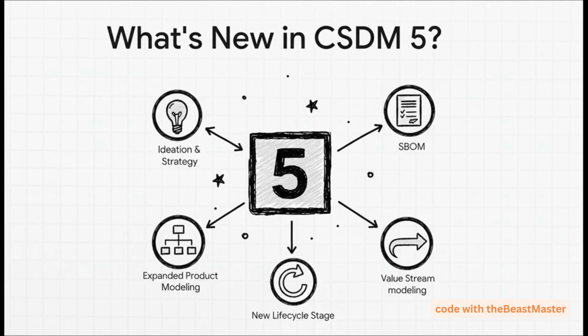We've already hit on the new ideation and strategy domain, but it also adds some huge new capabilities, like support for software bill of materials, or SBOM, which is basically just an ingredient list for your software. It also gives you expanded product modeling and new ways to define those value streams. It's a really significant evolution for the whole framework.